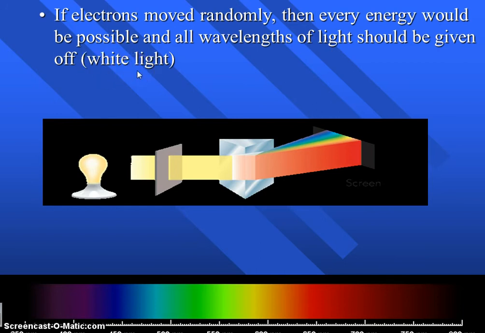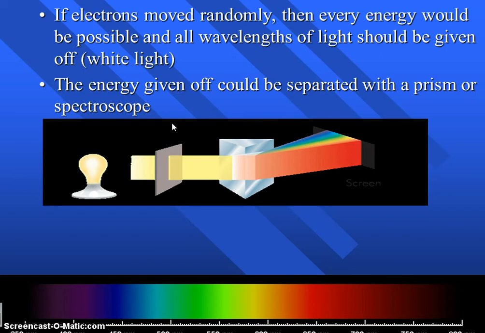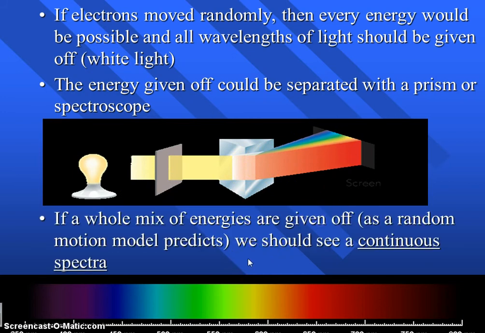Of course, we know that white light is actually a combination of all the different colors, and if we were to take that white light, such as light from the sun, and run it through a spectroscope, which is essentially just a fancy prism, we would see that the white light gets separated and we would get the full rainbow. So again, if this were the case, this random motion model predicts that when we look at the spectra of these gases, we would get what's called a continuous spectra. Down here, notice we have the full rainbow. That means that every possible amount of energy is given off.